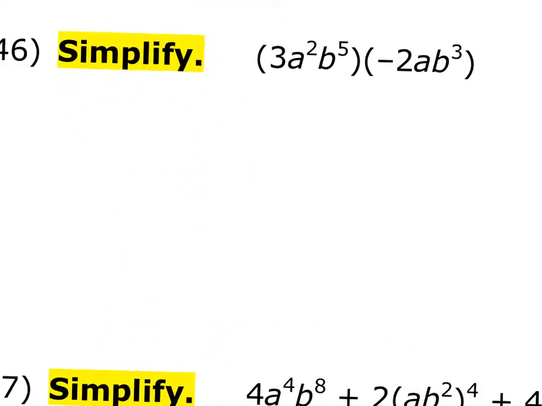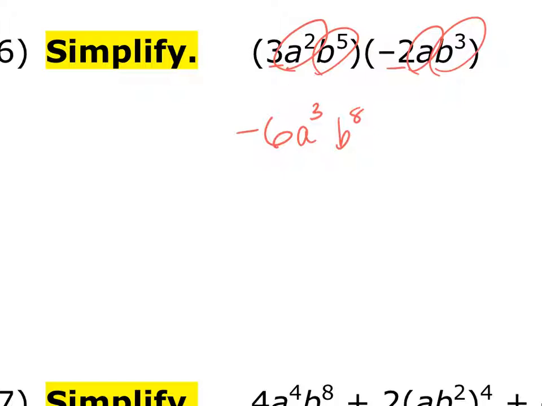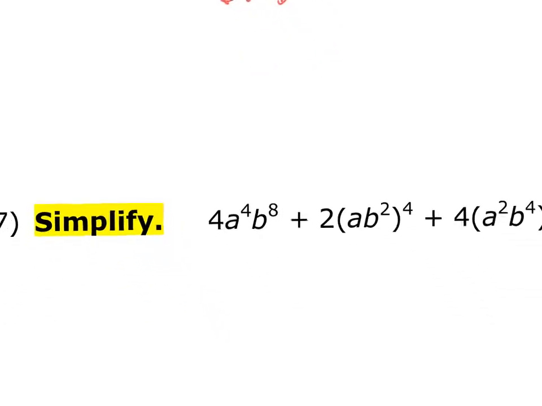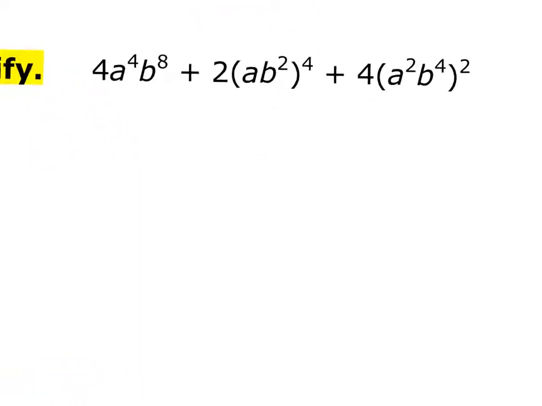Okay, now we're into the multiplying. In these cases, remember, when you're multiplying variables, you add their exponents, but multiply the coefficients. So this is simply 3 times negative 2, which is negative 6. A squared times A means I have 3 of them. B to the 5 times B to the 3 means I have 8 of them.